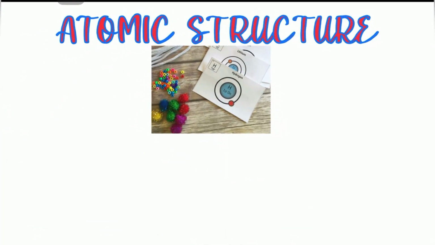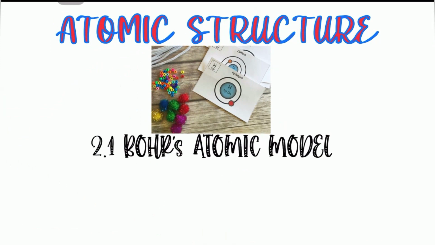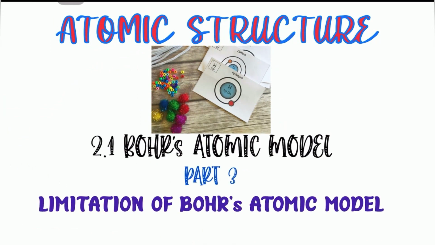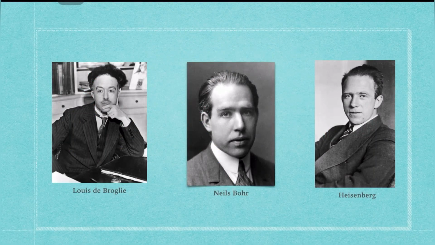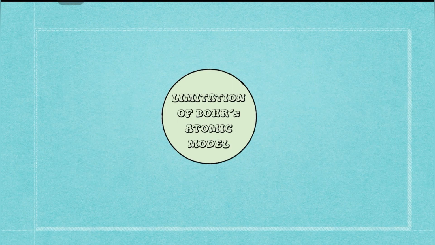Everyone, this is the last part of 2.1 Bohr's atomic model, part 3: limitations of the Bohr's atomic model. These are the people involved in this part. You already know Niels Bohr from the beginning of 2.1, and right now I will introduce you to Louis de Broglie and Heisenberg. Limitations of the Bohr's atomic model.